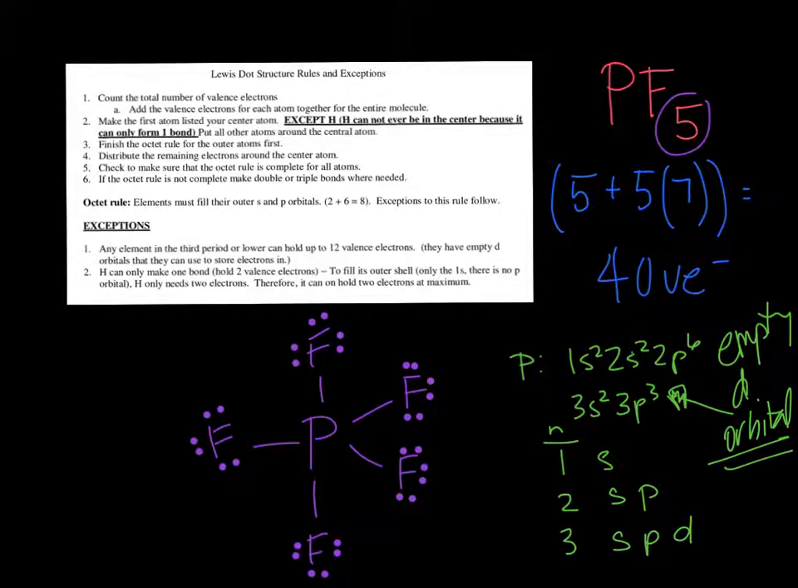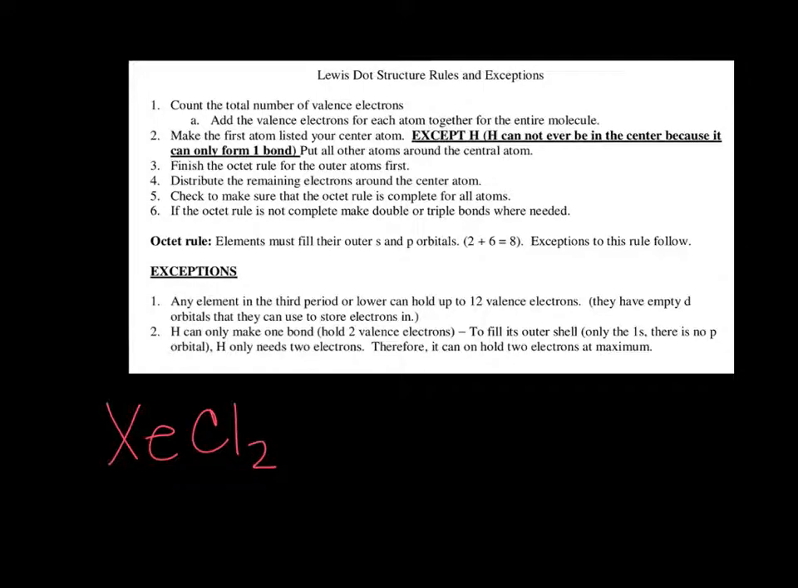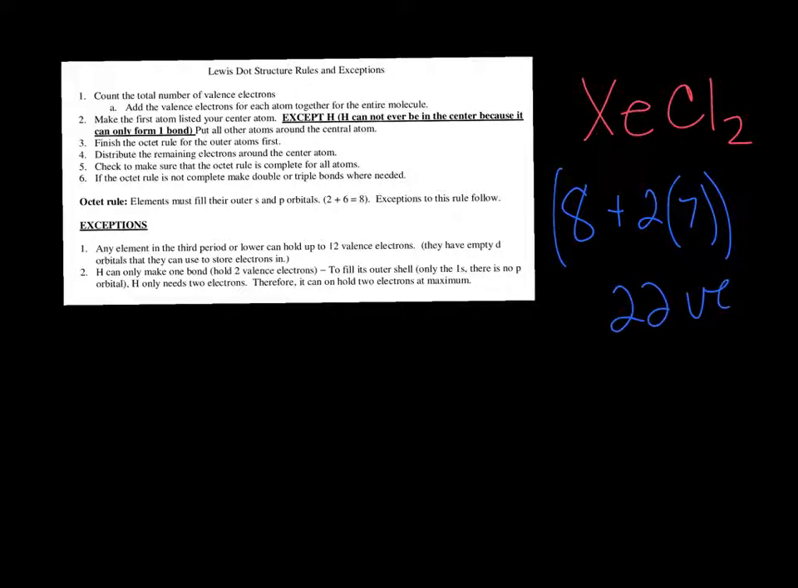All right, let's do one more. This one is xenon dichloride. And so xenon has 8 valence electrons. Let's make that a little smaller. Xenon has 8 valence electrons. Chlorine has 7 times 2. And so 14 plus 8 is going to be 22 valence electrons.